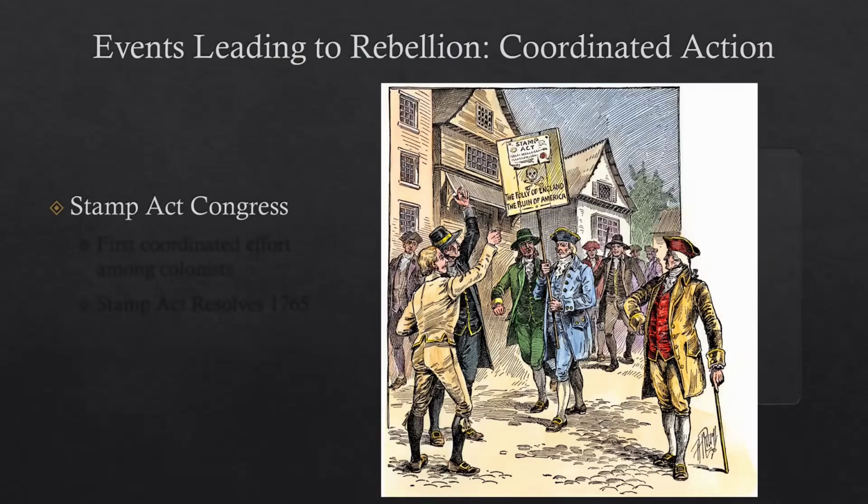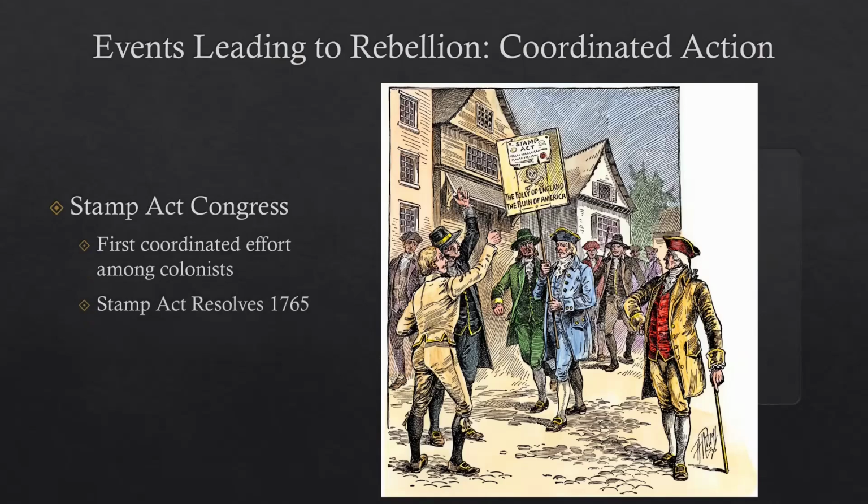And so they coordinate themselves and form a Congress. This is called the Stamp Act Congress. And it's not all the colonies. It was just a few of the colonies that sent delegates to this Congress. And they got together and they wrote something called the Stamp Act Resolves. And the resolves were just their statement that they were offended by this tax, felt that it was unfair and unjust, and petitioned their government to repeal it.